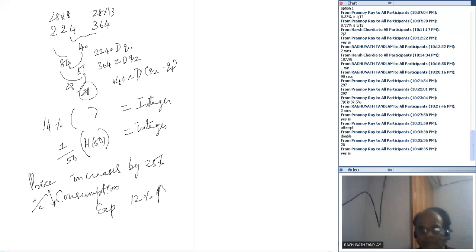This can be a DA question. This can be a quants question. It can come anywhere. Price increases by 25%. Expenditure should increase by 12%. Consumption should reduce by what percentage, given these conditions? Consumption should decrease by what percent?